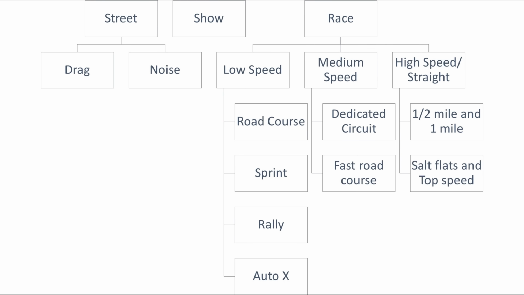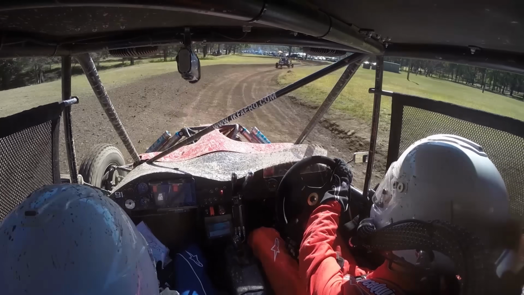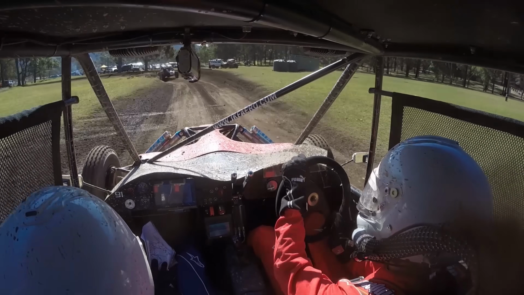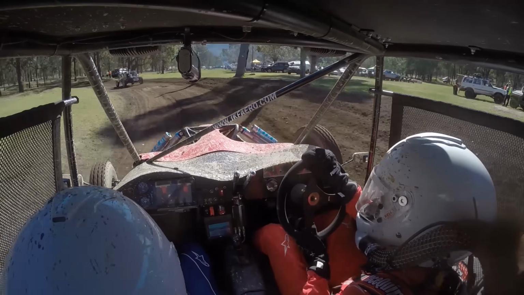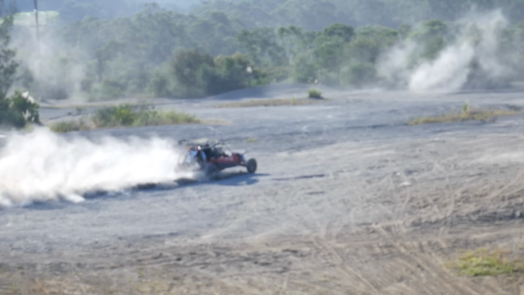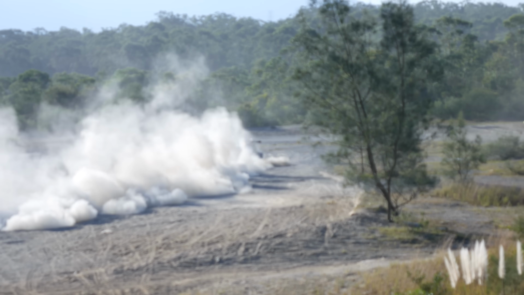Moving on to race, we have three main categories. Low speed is basically racetracks with average speed at or below 100 km an hour, where you were never limited by your top speed or have significantly more power to weight than drag. Things like low speed road courses, oval sprint races, rally or autocross.